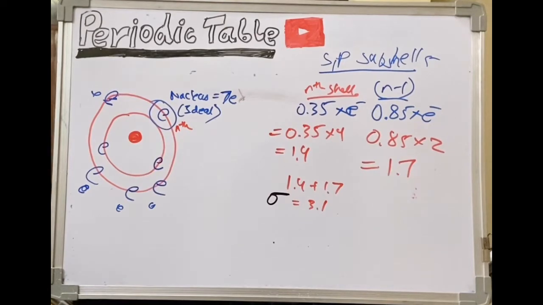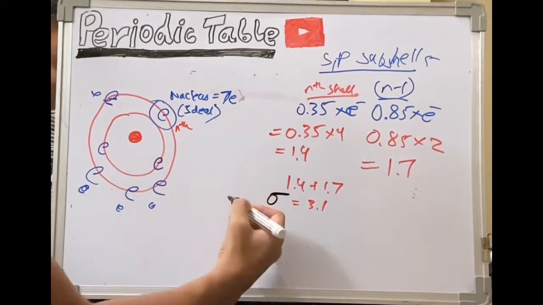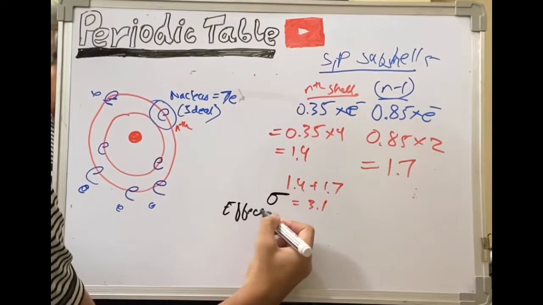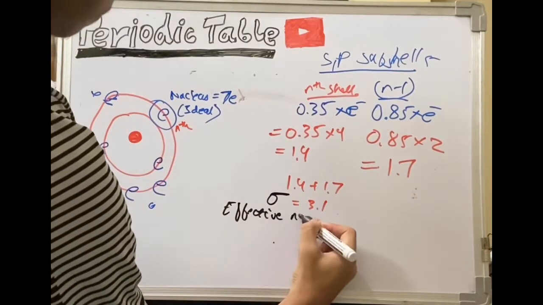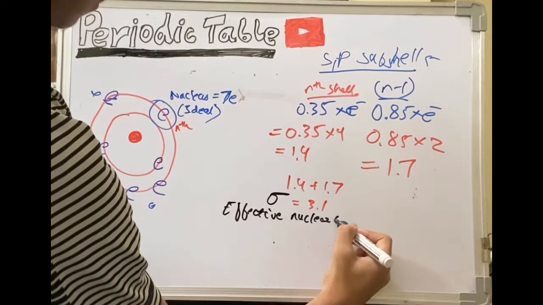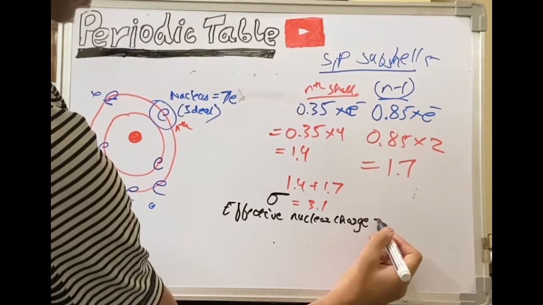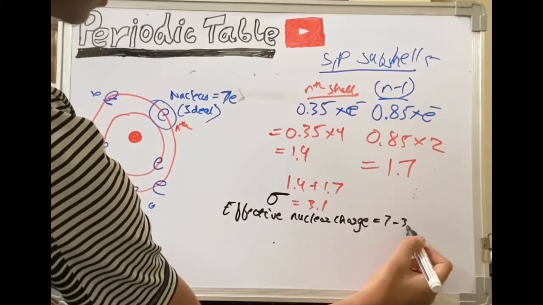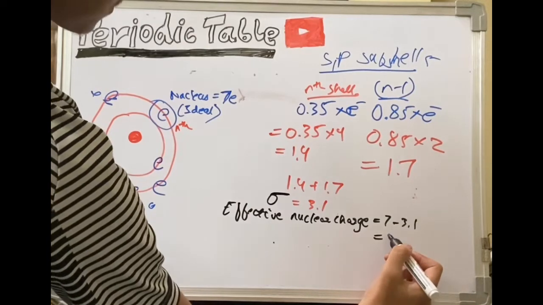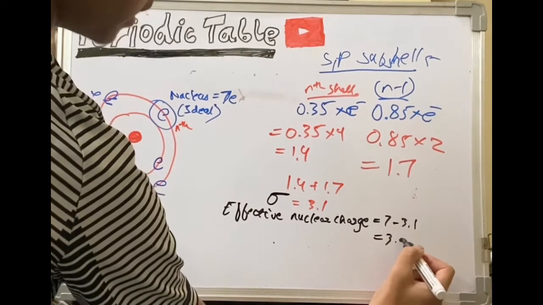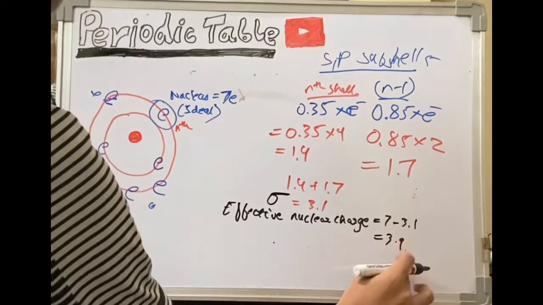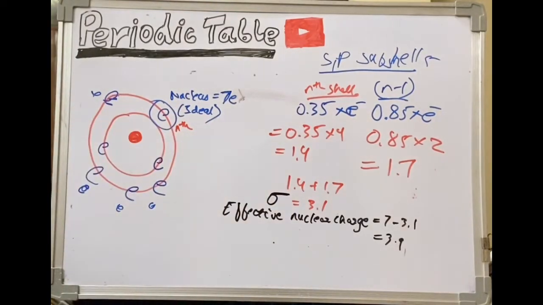So here we'll get the effective charge as 7 minus 3.1, and that will be 3.9. So the nucleus will attract the outermost electron by 3.9 electron charge, where the charge of an electron is 1.6 into 10 raised to minus 19.